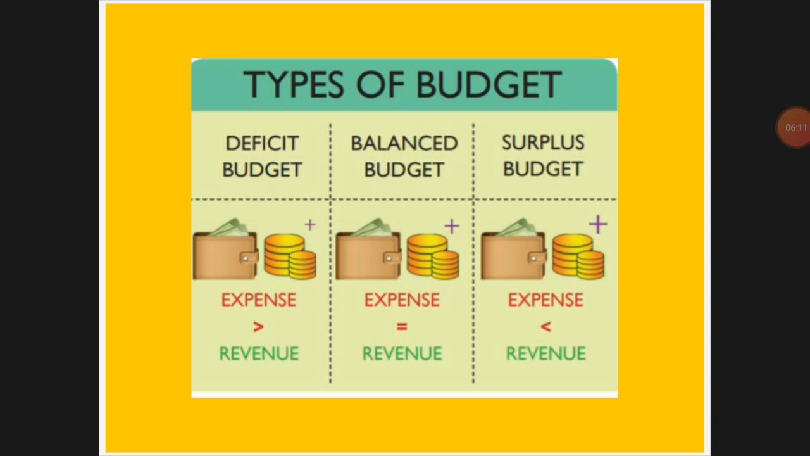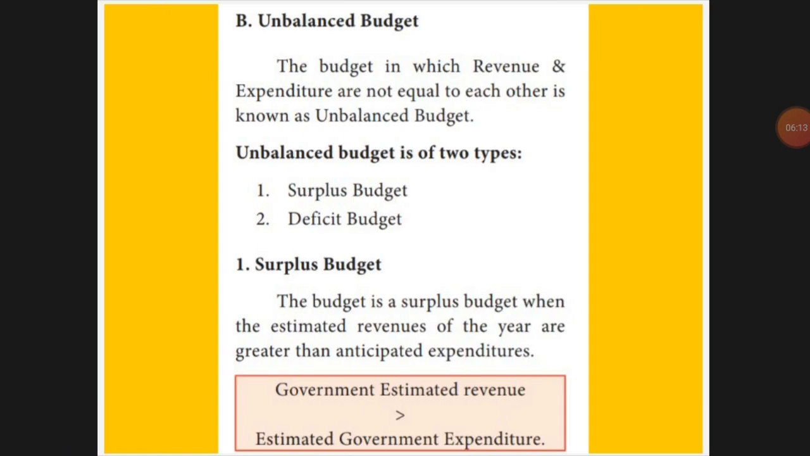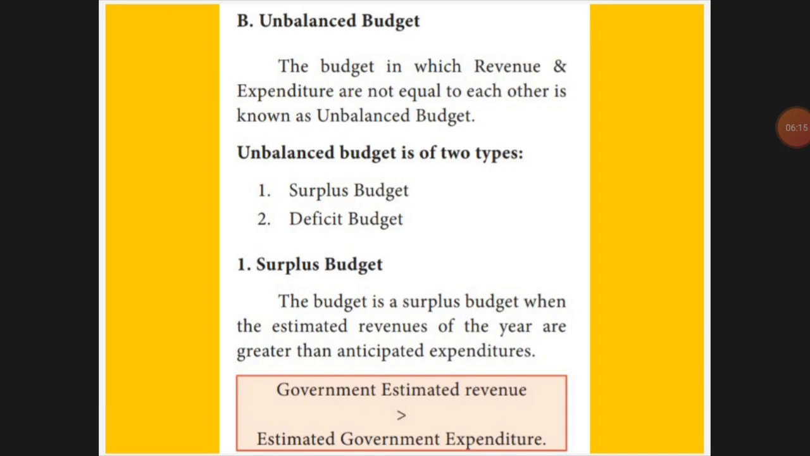These are types of budget. Next we'll go to the unbalanced budget. Unbalanced budget means the income is less and the expenditure is more. So both income and expenditure are not equal, and that is called an unbalanced budget. This unbalanced budget can further be of two types: surplus budget and deficit budget.